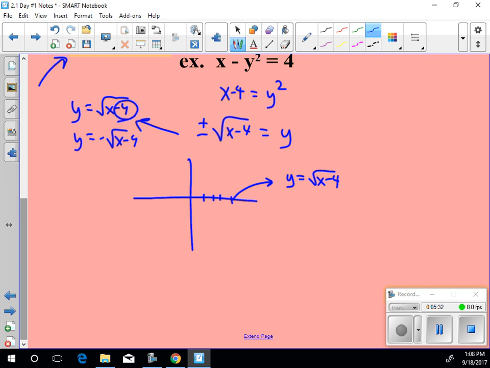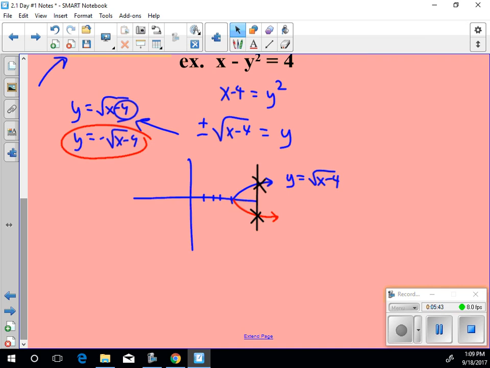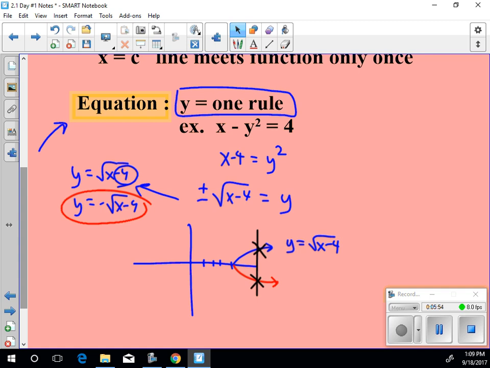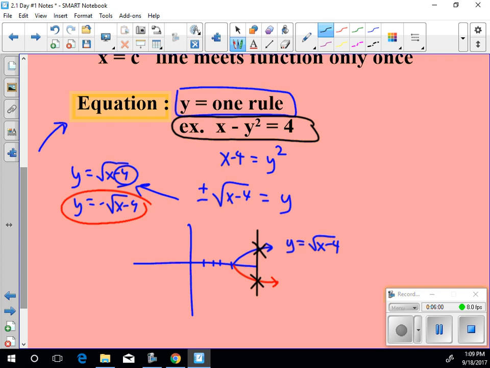I also have y equals negative square root of x minus 4, and therefore obvious failure of the vertical line test at 2 points. So if your function turns out to have 2 different equations when simplifying for y, we have a problem. What would maybe be a good indication, looking at this, that there's going to be multiple equations?